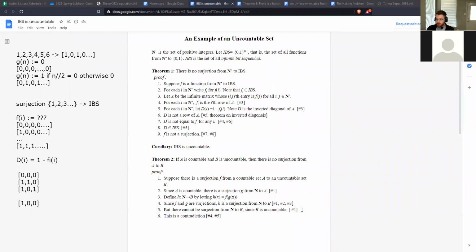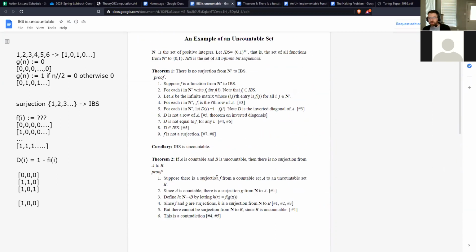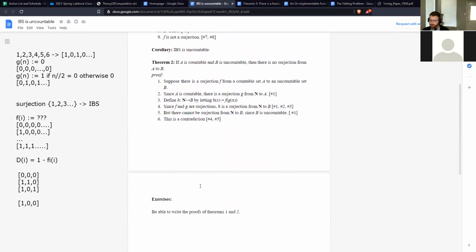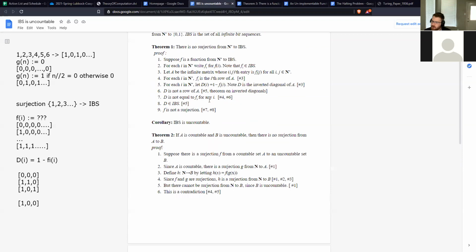So everything up to this point was completely logical. That means the supposition must be false. There's a proof that if you've got two sets, one countable and one uncountable, then there's no surjection. Every proof I'm going through today, you need to be able to write these out. You could just memorize these, but the really important part is knowing which steps you're using to validate what you're saying.